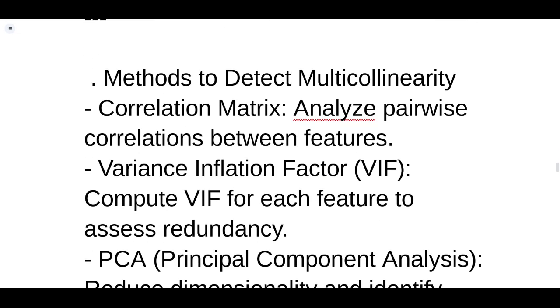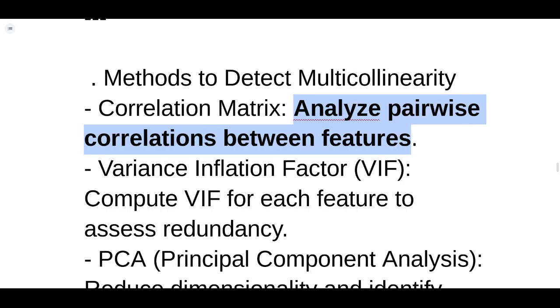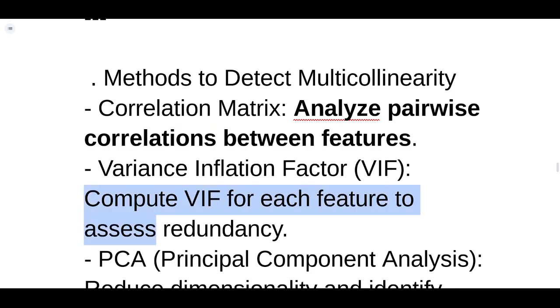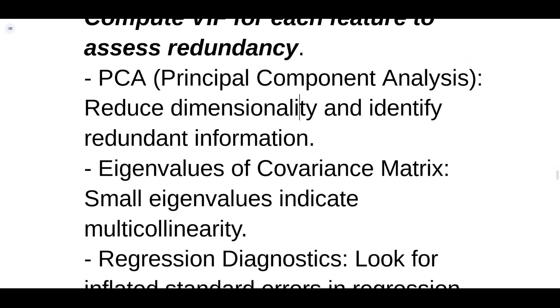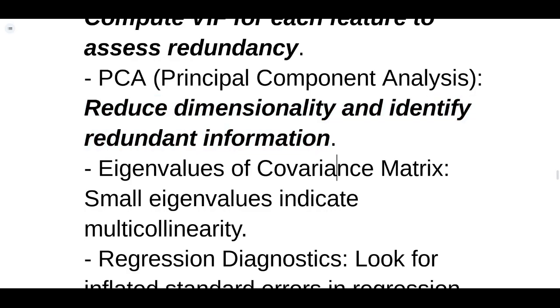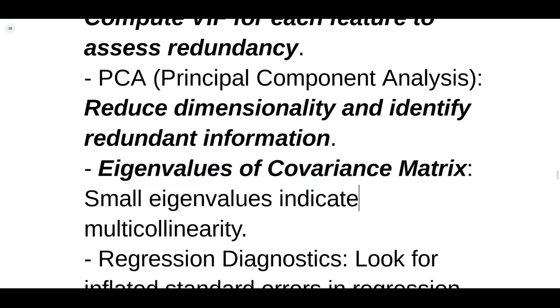Methods to detect multicollinearity: correlation matrix, analyze pairwise correlations between features. Then compute the variance inflation factor for each feature to assess redundancy. Principal component analysis to reduce dimensionality and identify redundant information. Eigenvalues of the covariance matrix: small eigenvalues indicate multicollinearity.